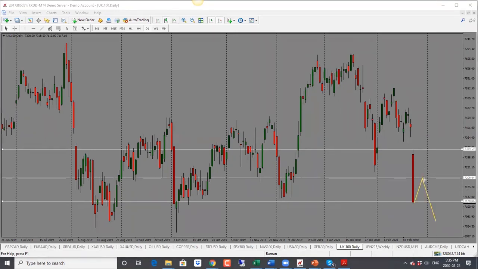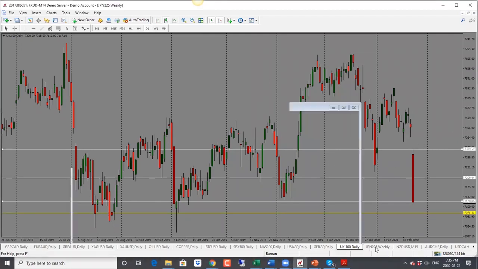Pullback into 7,200 potentially, and then 7,120. And then below that, we have 7,080. So bias is bearish with caution though again.